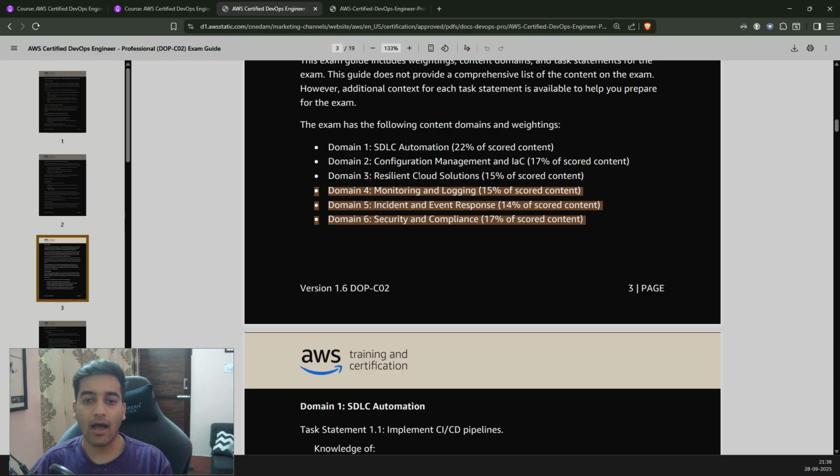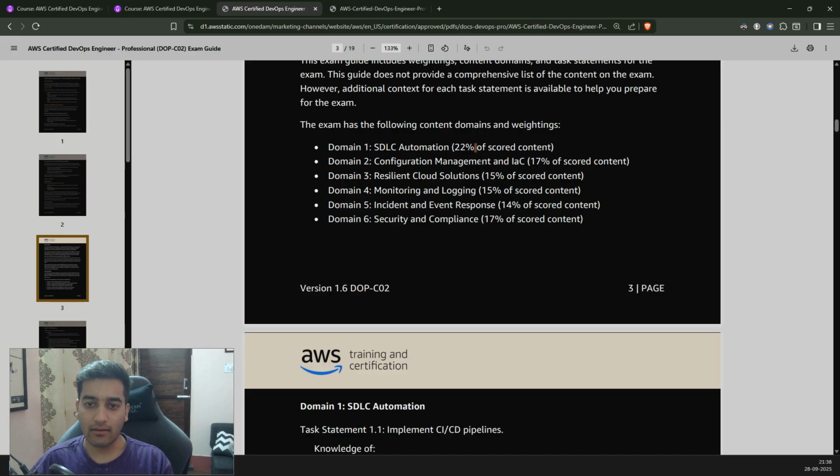Because I don't use a lot of SDLC in my day-to-day work, this was the section I was most looking forward to learning. This first domain covers a lot of your CI/CD skills. It will cover CodeDeploy and CodePipeline, and CodeDeploy is one of the most important services out of everything, because it integrates with a lot of AWS services.